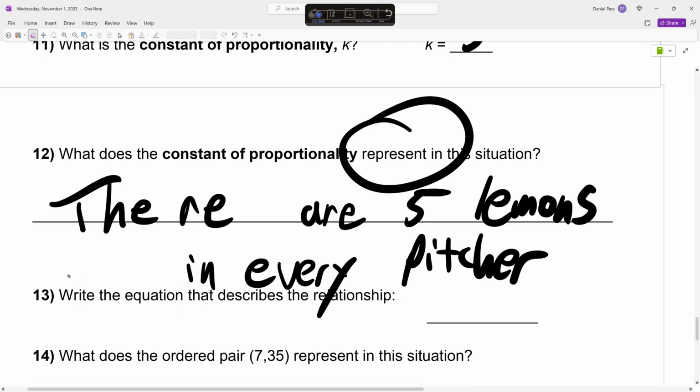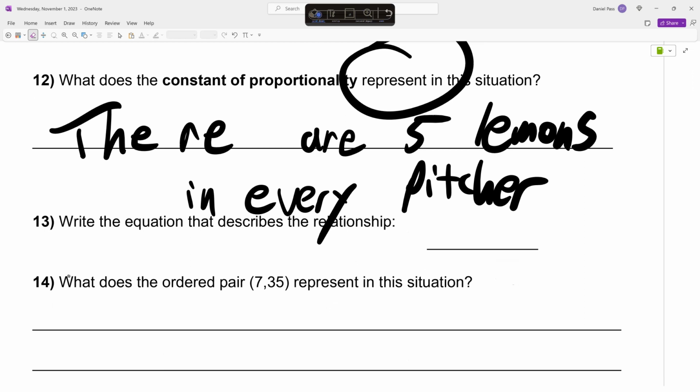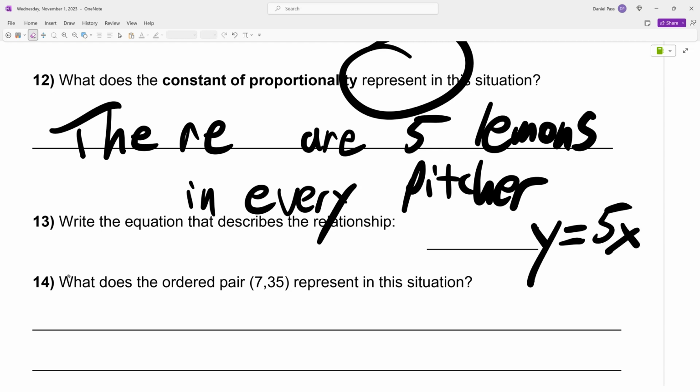Okay. Write the equation. Again, that's pretty easy, right? I just did 10 divided by 2. No, you have to write a y and an x. y equals what? y equals 5x. You have to use your unit rate. Careful. y equals 5x.